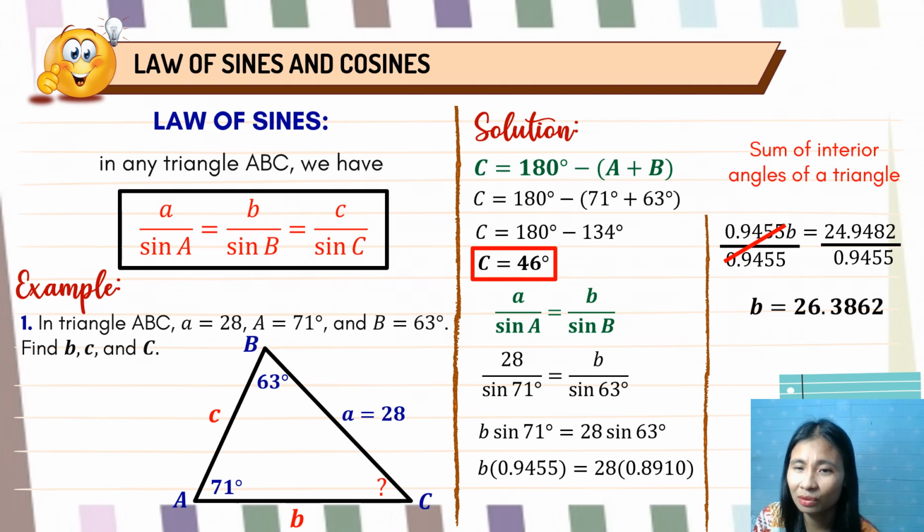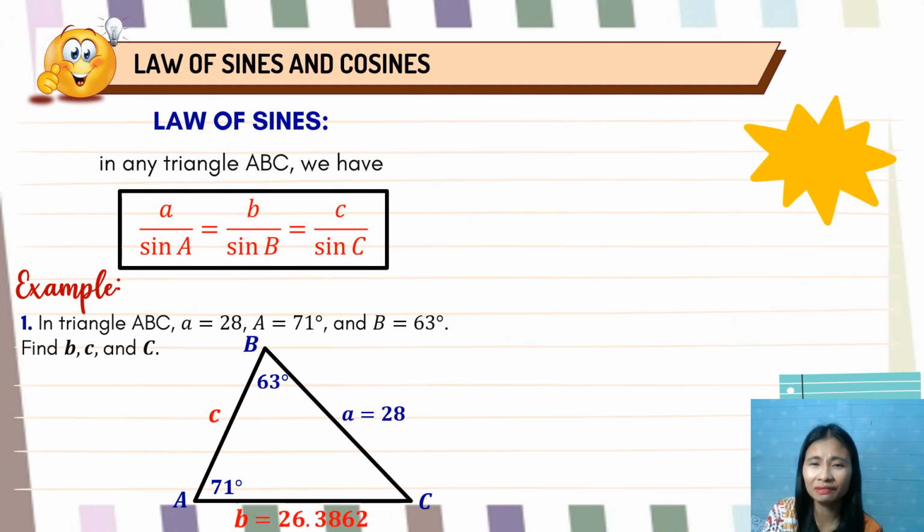So that would be cancelled, meaning b is equal to 26.3862. Okay? So we now have the value of side b. Next, since from the previous solution we were already able to solve the measure of angle C and side B, now we proceed to the length of side C.